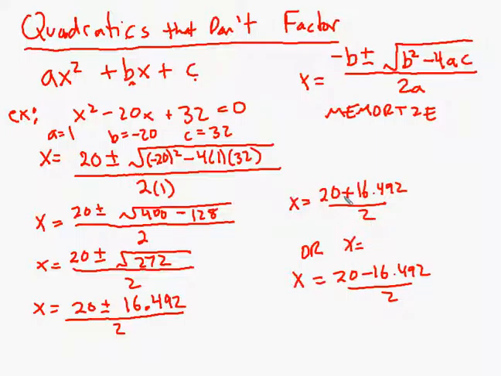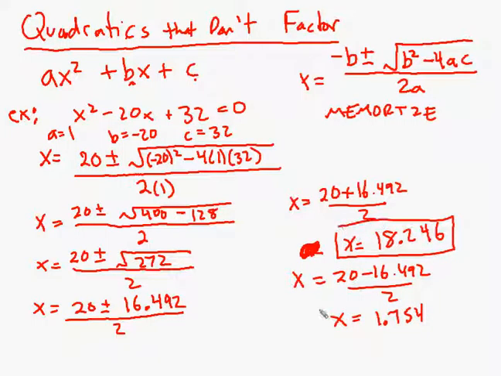All right, so what do I get here? We get 20 plus 16 is around 36.492, divided by 2. 18.246. Okay, and this one? Divided by 2, that would be 1.754. And these are my 2 answers.